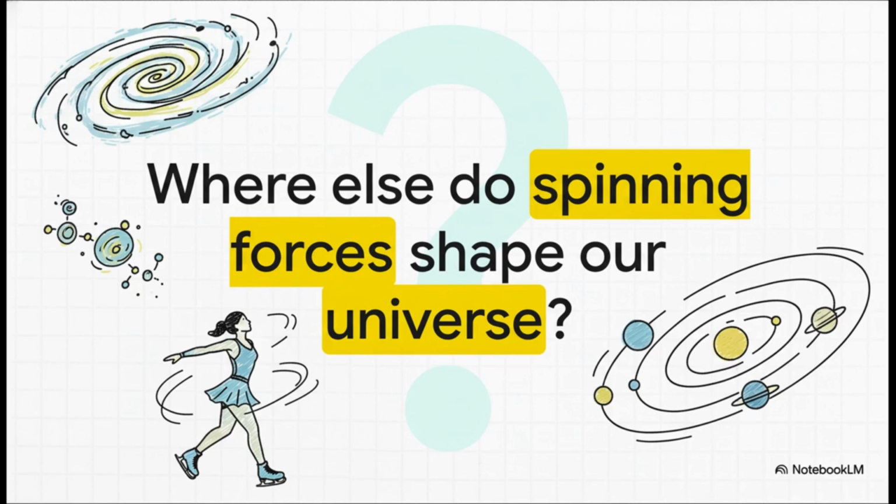This very same principle that governs a spinning skater also governs how planets orbit the sun, how entire galaxies form their incredible spiral arms, and even the bizarre behavior of subatomic particles. So the question is, where else in the world around you can you spot these invisible forces of spin at work?